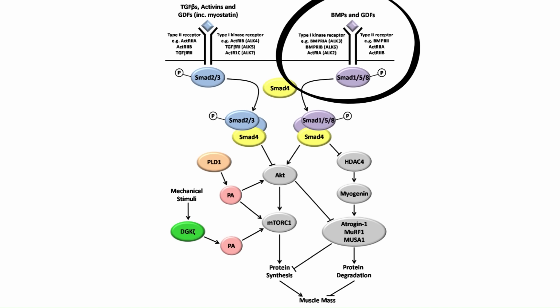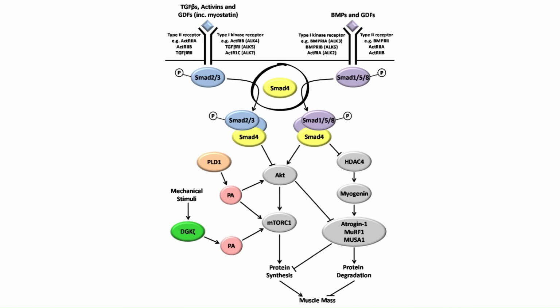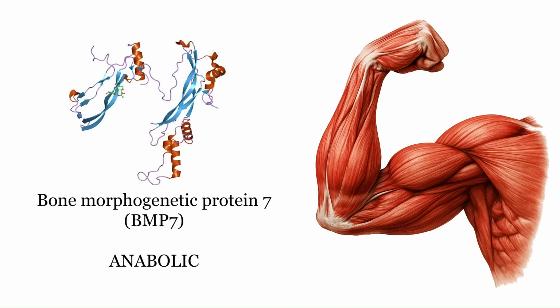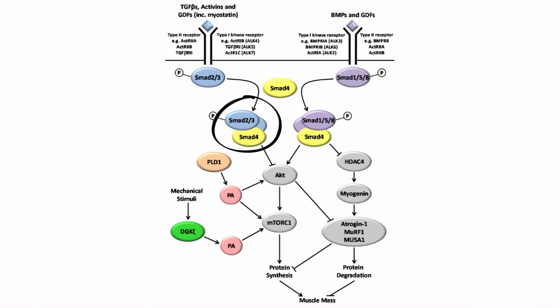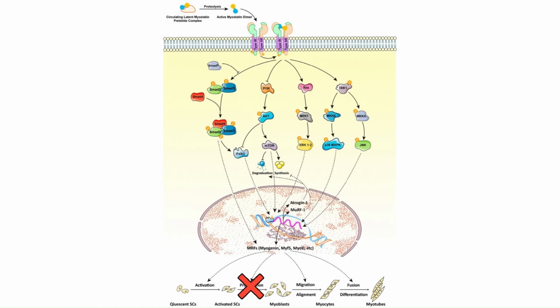So the anabolic BMP, or bone morphogenetic protein, together with SMAD1, 5, and 8, also needs SMAD4. So if you've got lots of myostatin, that means that SMAD4 makes a complex with SMAD2 and 3 instead of SMAD1, 5, and 8. So instead of BMP driving hypertrophy, you have SMAD2 and 3 binding to SMAD4 and suppressing hypertrophy. So in summary, we've got less proliferation, less differentiation, more muscle breakdown, and blocking of anabolic signaling pathways. So really not good at all for building muscle.